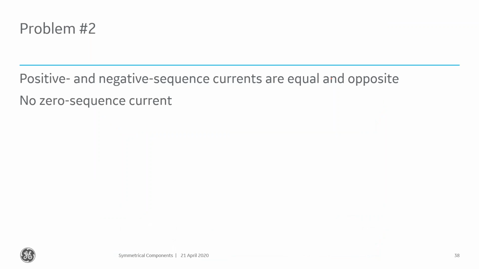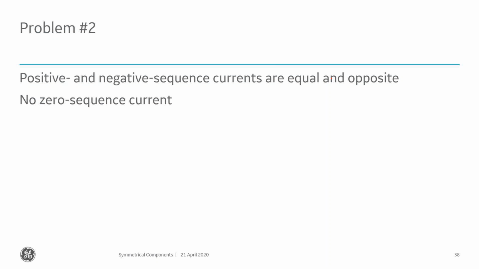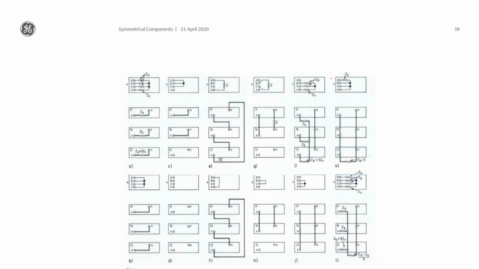Positive and negative sequence currents are equal and opposite. This is problem number 2. And there's no zero sequence current. Well, if there's no zero sequence current, what that immediately tells me is that either there isn't a ground source, or more likely, ground's not involved. So zero sequence is not involved. That means ground's not involved. So positive and negative sequence currents are equal and opposite, and I have to find a scenario where they're equal and opposite.